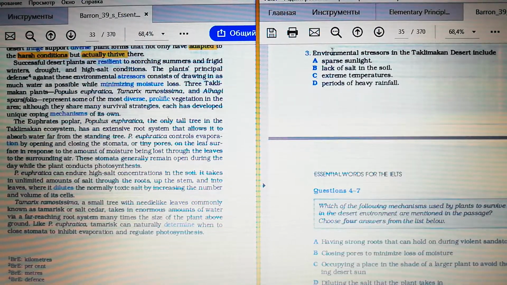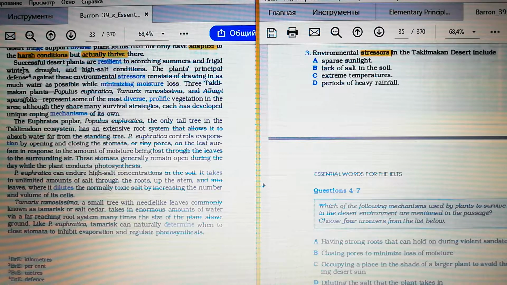The third question asks: environmental stressors to the climate hazard include. Here we have the keyword "stressors." This is the word which says about stress. So we have to review the answers to the question: sparse sunlight, lack of salt in the soil, extreme temperatures, periods of heavy rainfall. Since we have the answer to the question in this part, the answer to the third question will be below. So let's quickly review here.